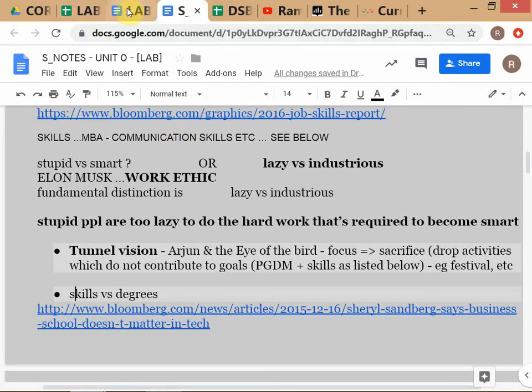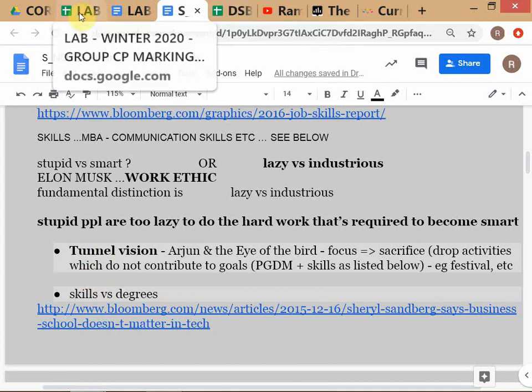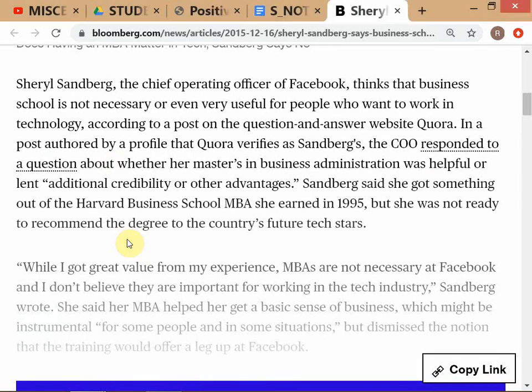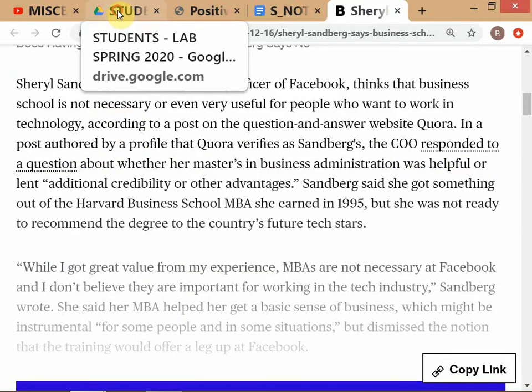Okay, so we started with this brief introduction with the academy, and that's why I came to this point. But before this, I'll just go briefly into your CP marking. Let's capture this also. The way it's going to work is that we are going to study this course because this is also related to the idea of skill development.